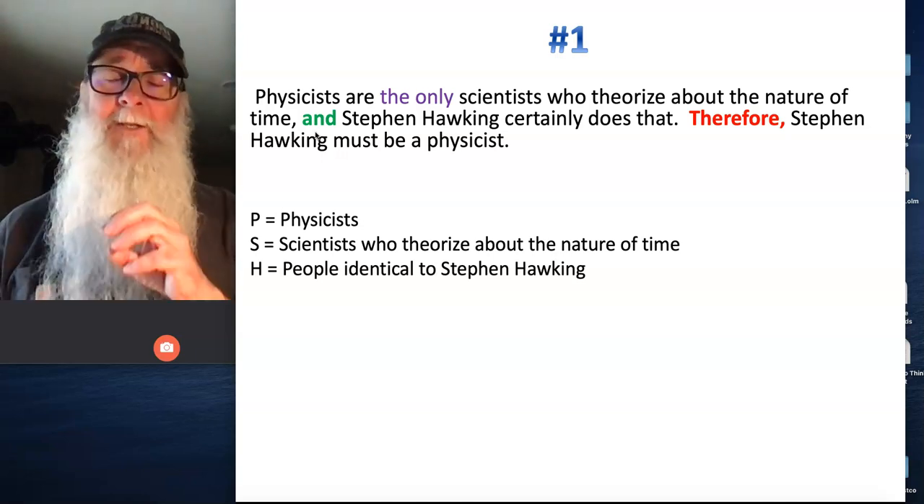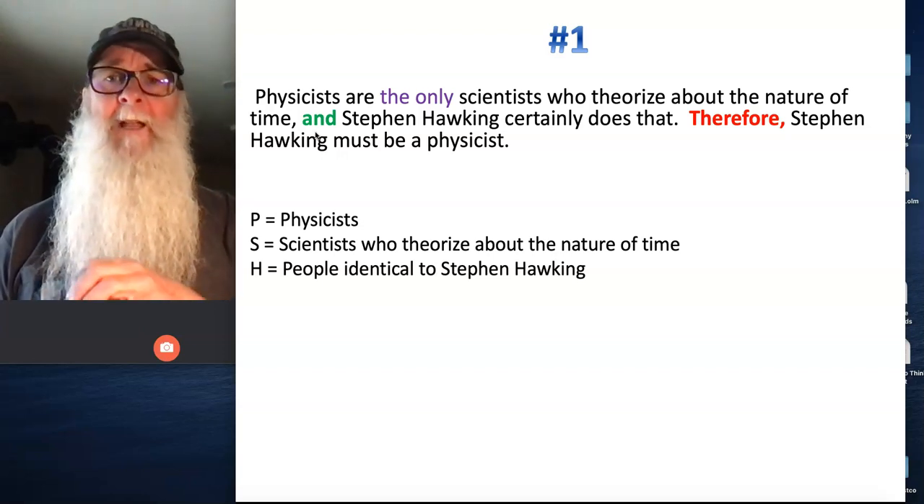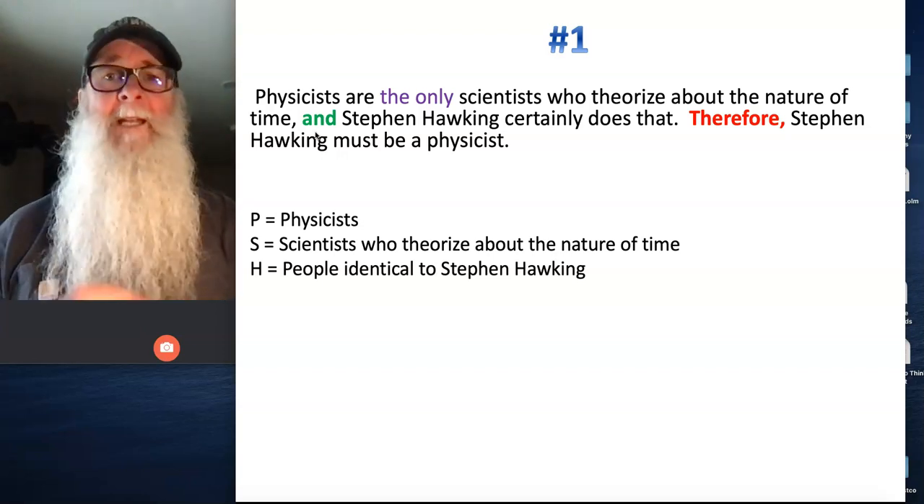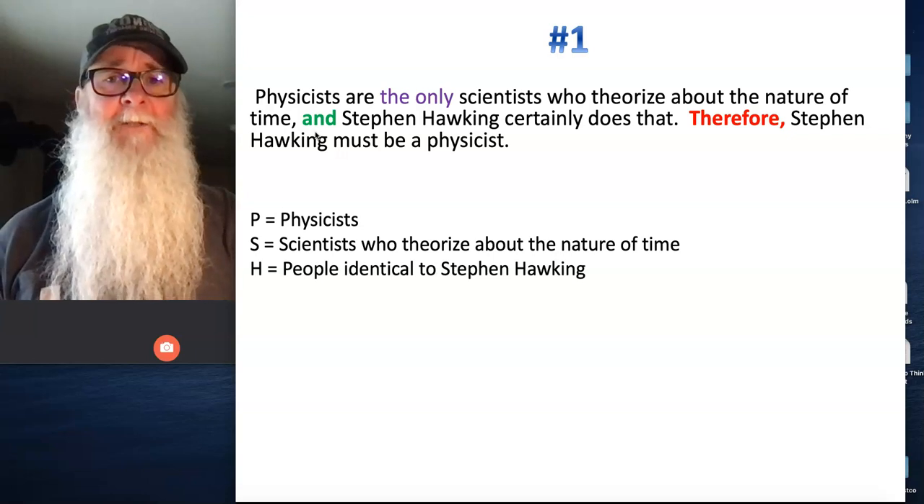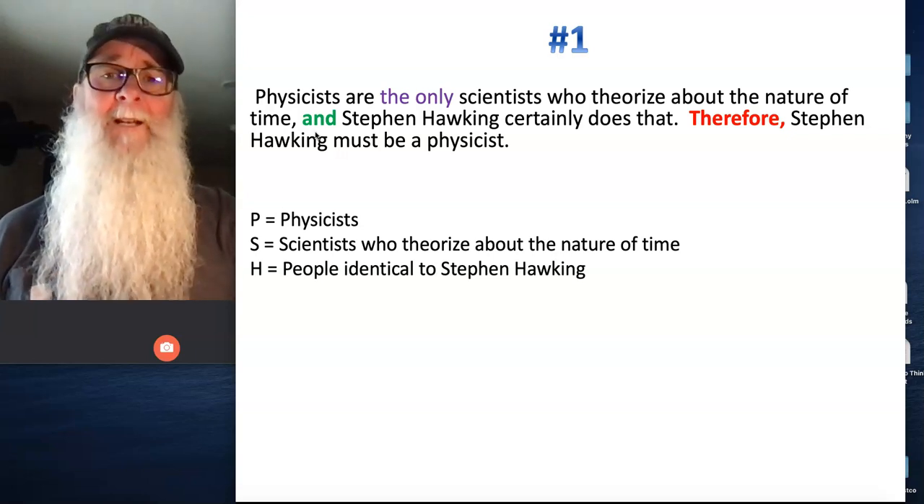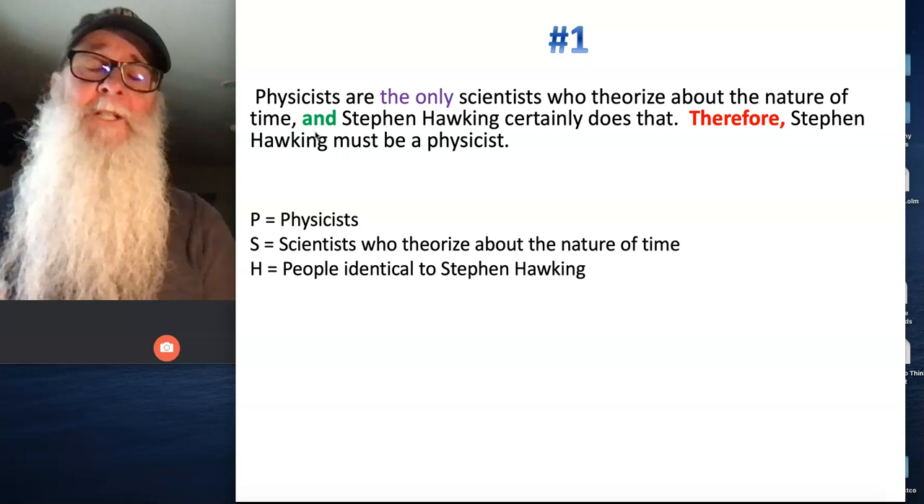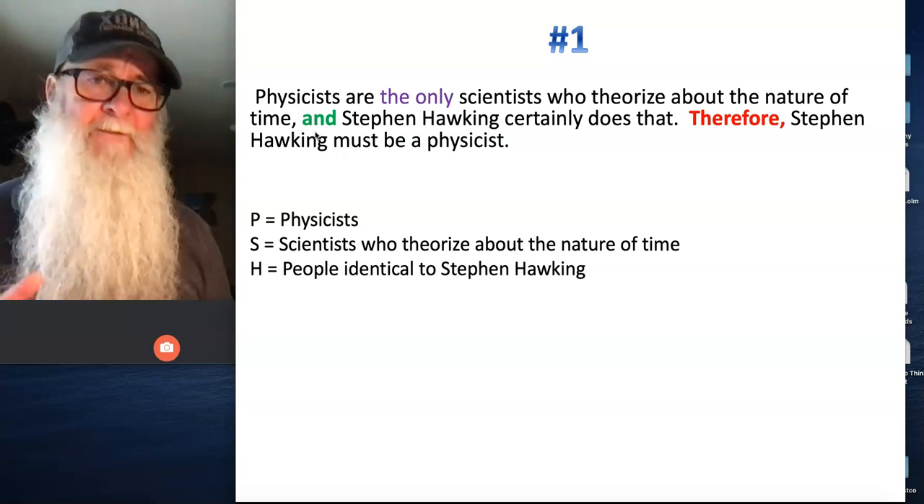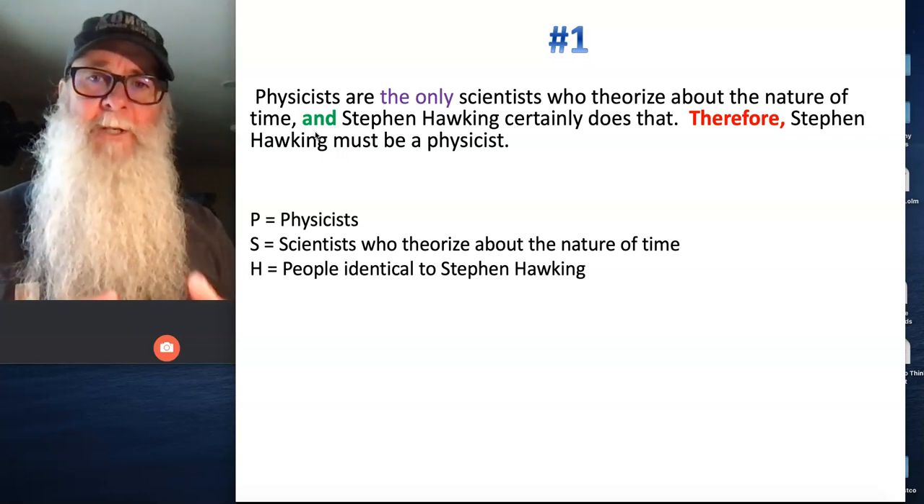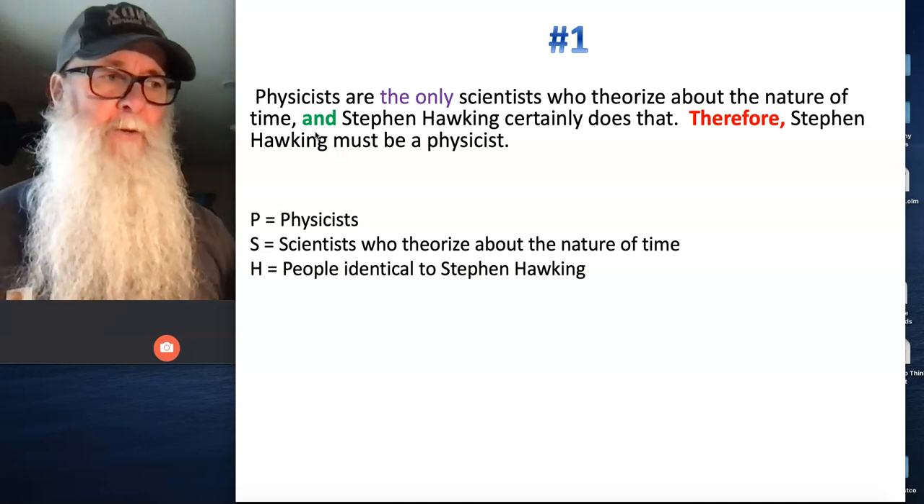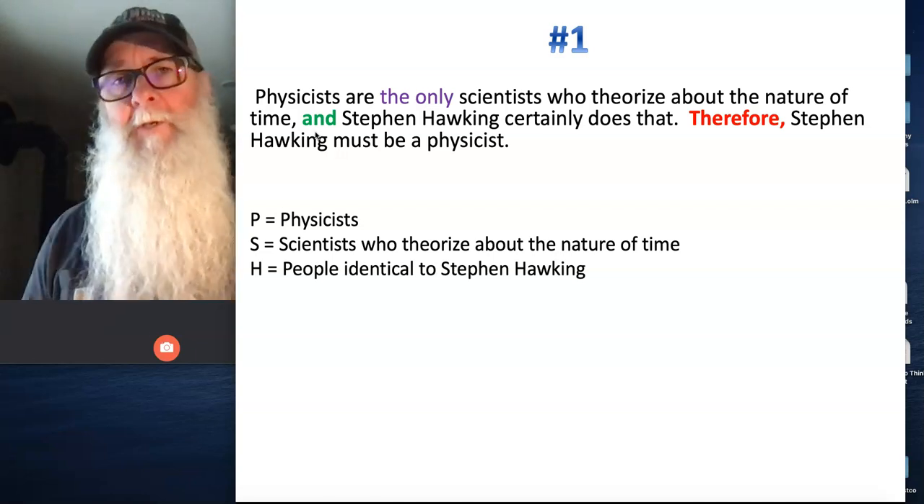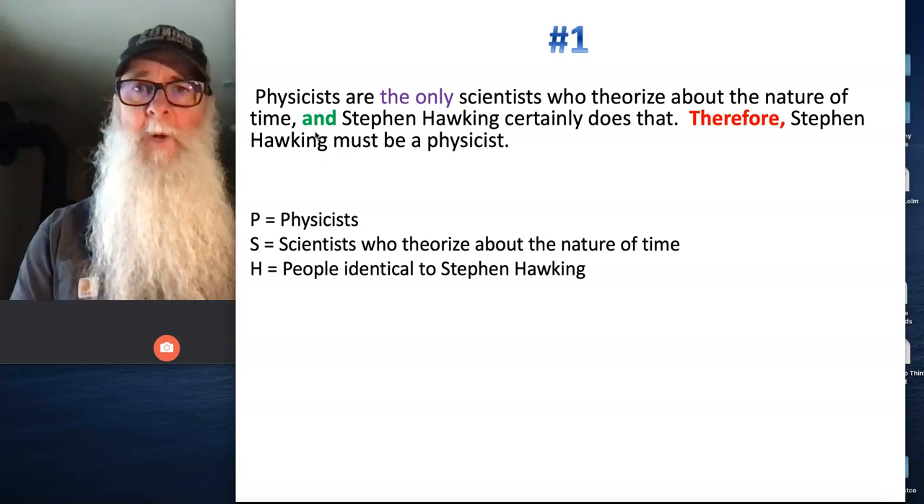Okay, I've chosen as the terms for this argument: physicists, represented by P; scientists who theorize about the nature of time, represented by S; and people identical to Stephen Hawking, represented by H. Now, if you have different letters representing your terms than what I have, you want to create a little cross-reference for yourself so that you can compare your version of the argument with mine.